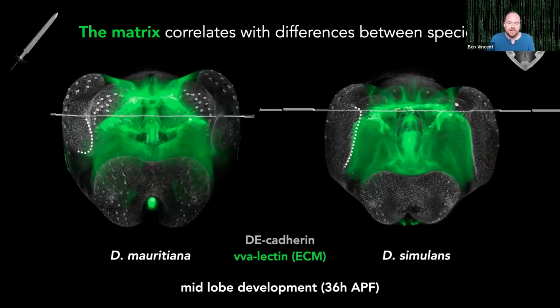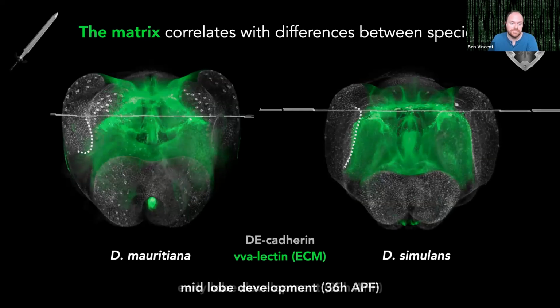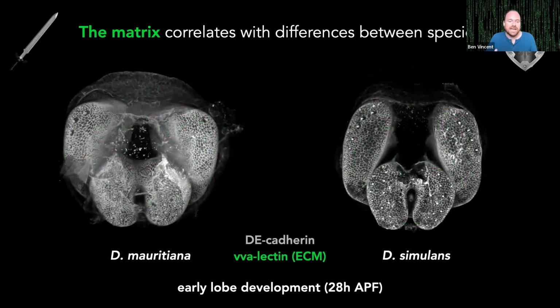So from these movies, we can see that the matrix is associated with both lobes as they're forming and seems to make more extensive connections to the developing shield. But in order to see how these connections with the matrix arise, I needed to look earlier in lobe development.